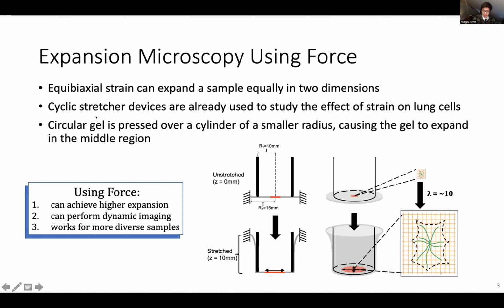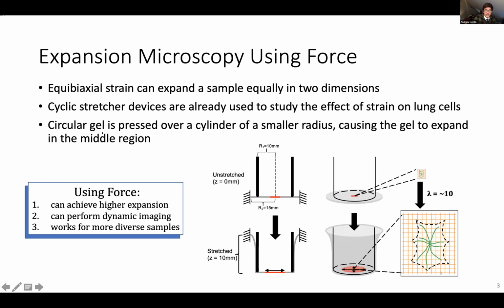The idea is that we can make a circular gel and then press it over a cylinder of a smaller radius. Then in the middle region, the gel expands equibiaxially. In 1 dimension, it looks like this, where you have your circular gel, and you press it up over this black indenting cylinder, and then a little line segment that you have will expand a certain amount. In 2D, again, you have this gel, and any area that you have will be stretched equally in 2 dimensions. The expansion is equibiaxial, which means if we draw an area anywhere on this gel and expand it, then the shape of that will be retained.